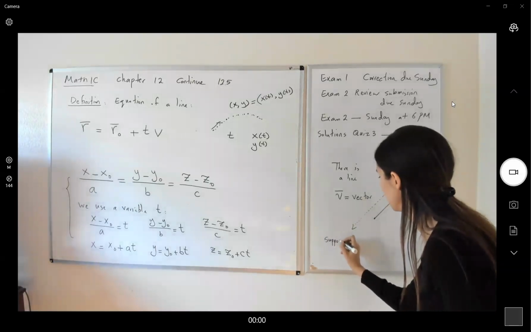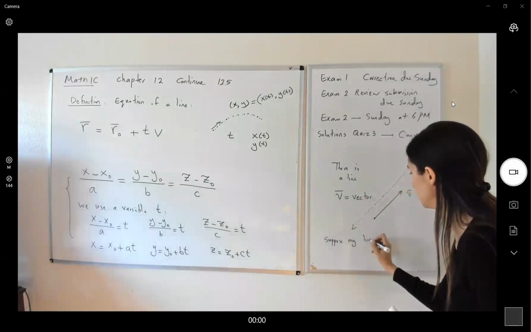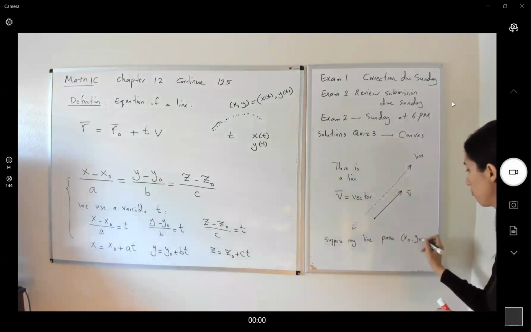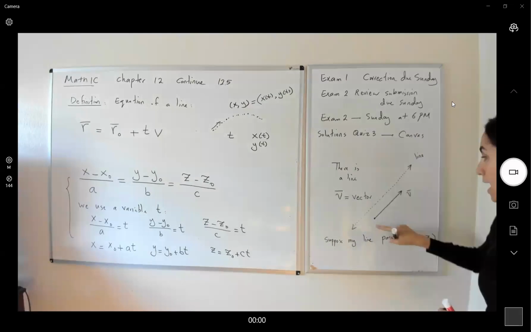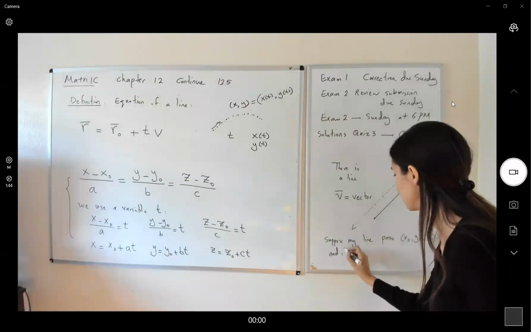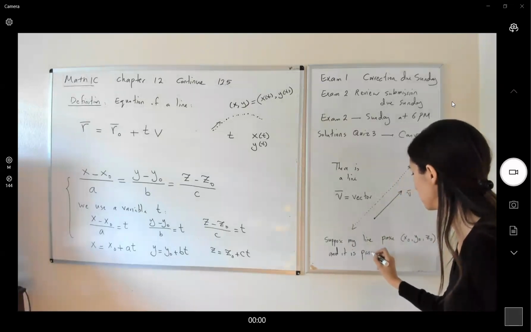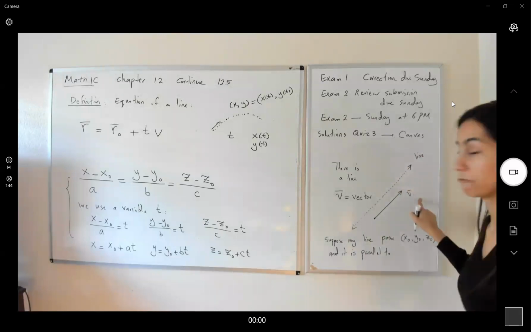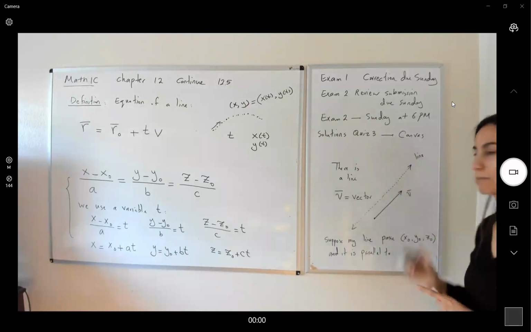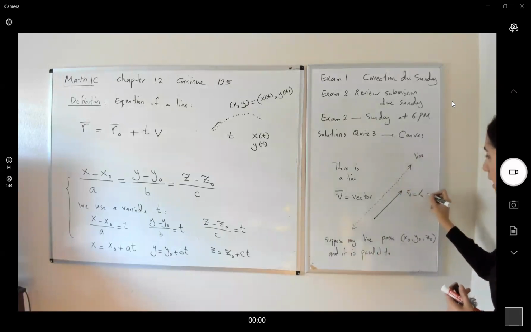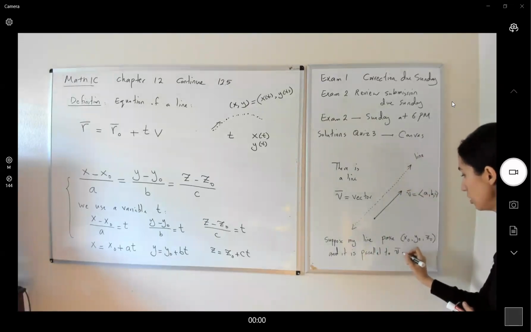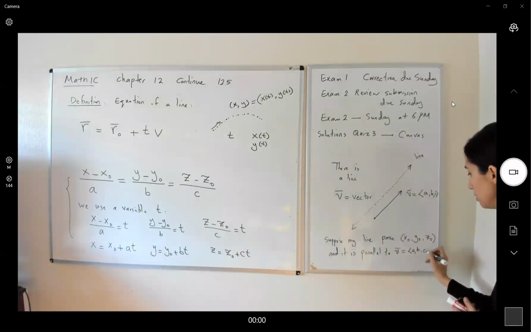And I'm saying that this line passes through a point. Suppose my line passes through the point x sub 0, y sub 0, z sub 0, and is parallel to this vector V. Any vector, as I mentioned, has components, it has direction, and it has magnitude. Suppose this vector has components A, B, and C. So this is my vector, (A, B, C).